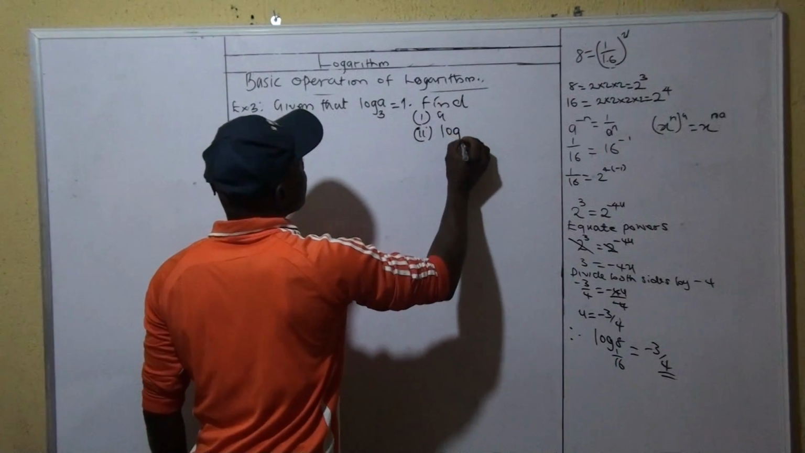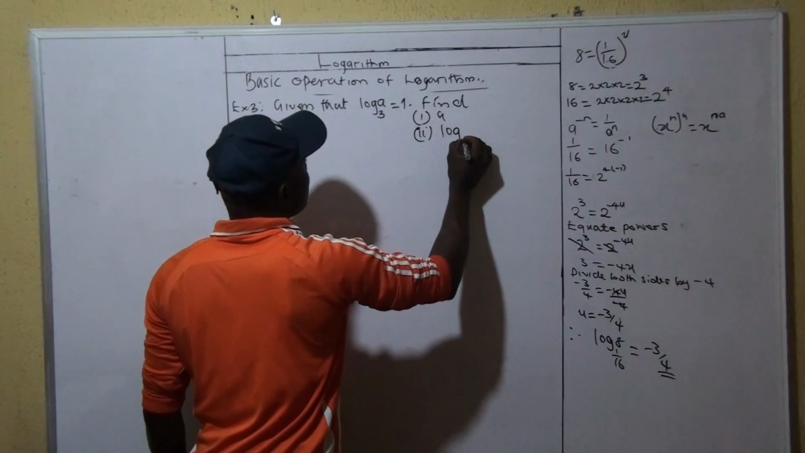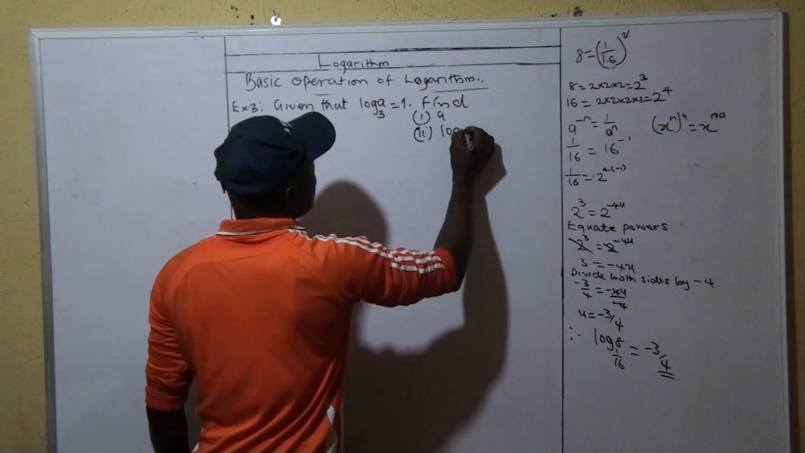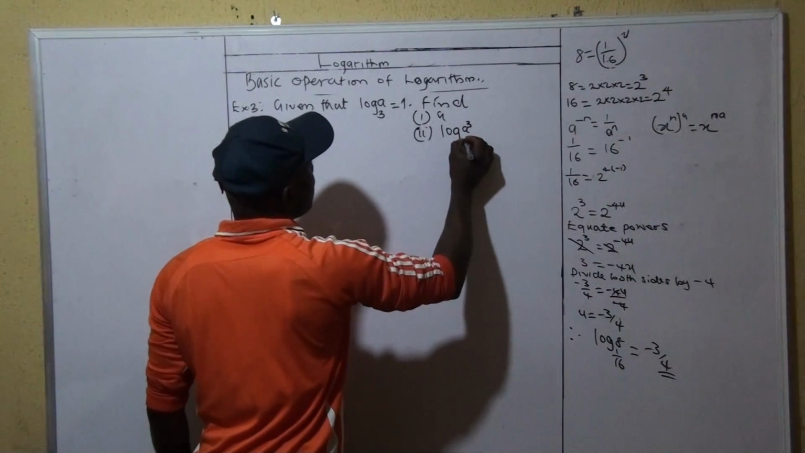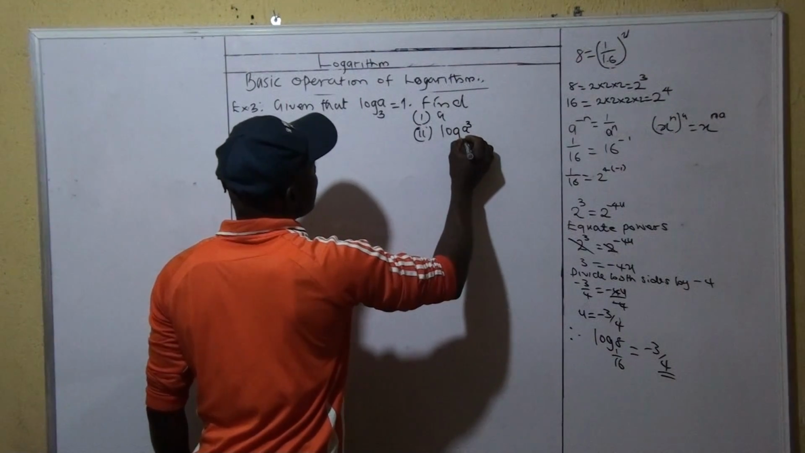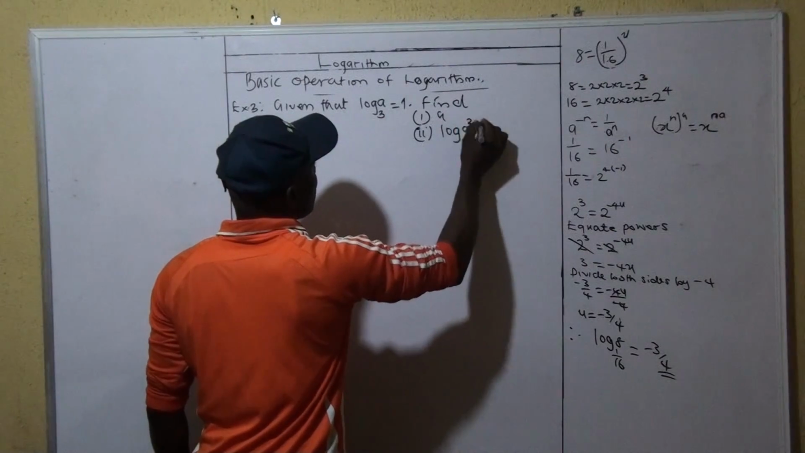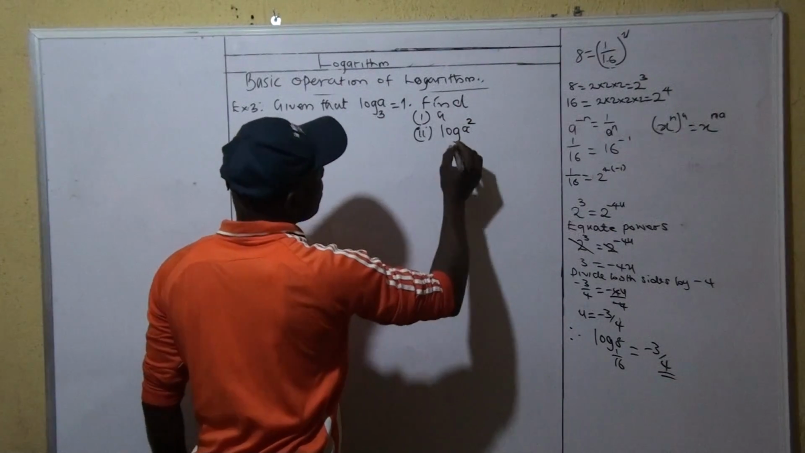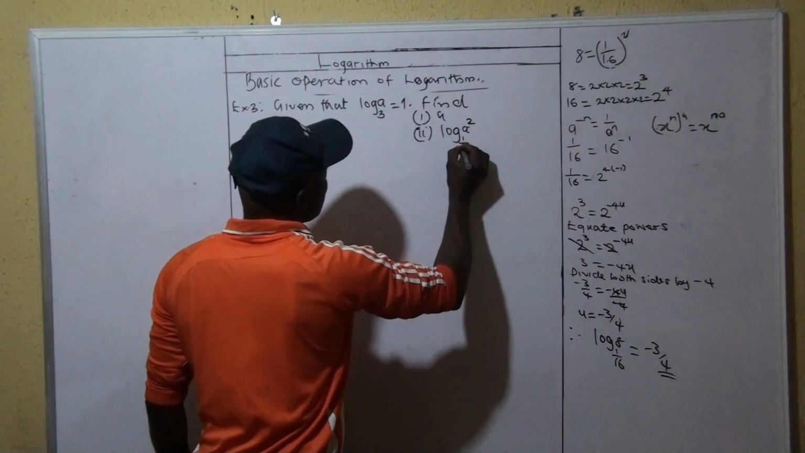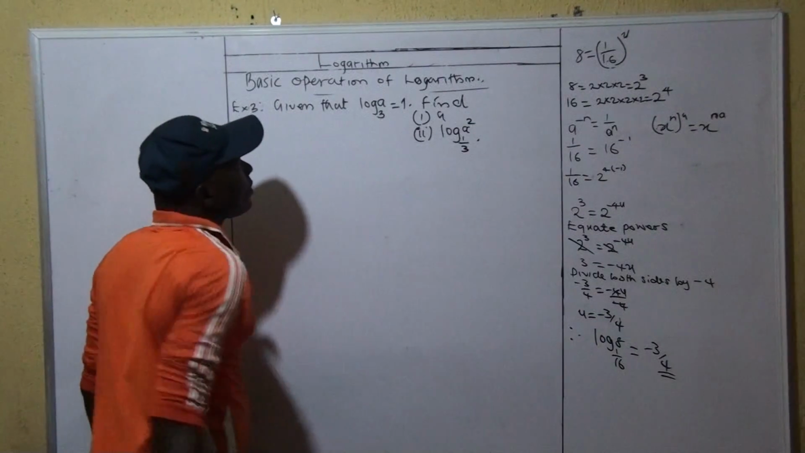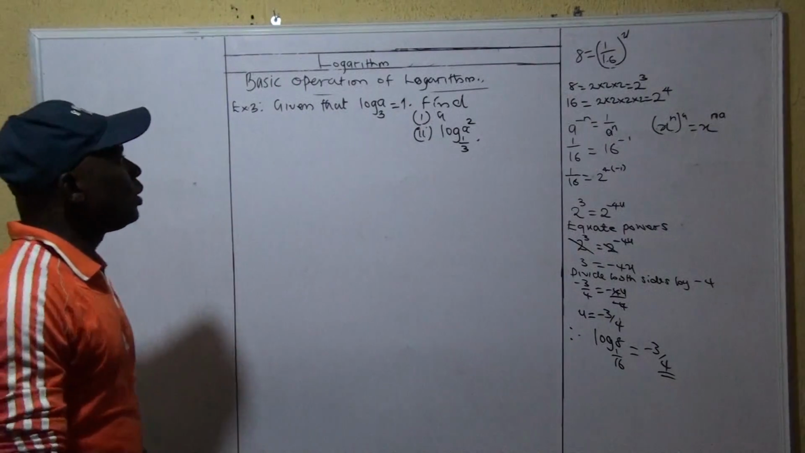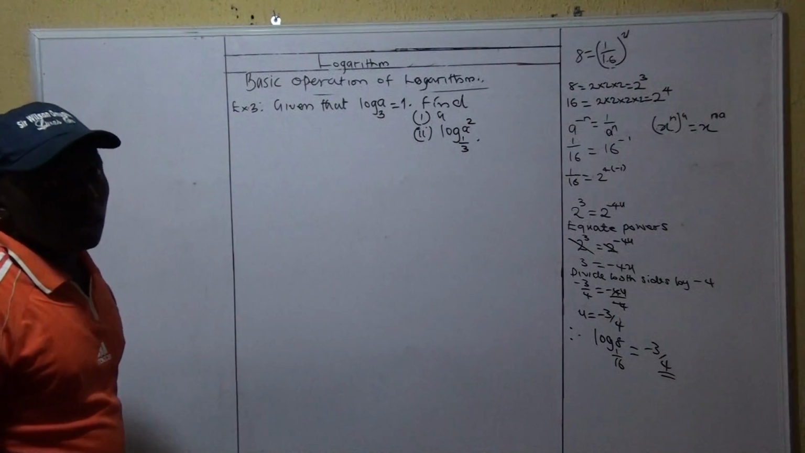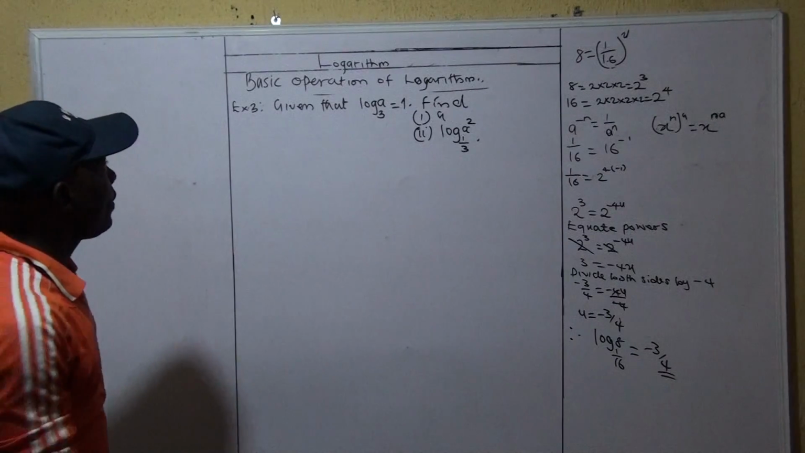log a square to base 1 over 3. So we should do this. Okay, now we will attend to them.